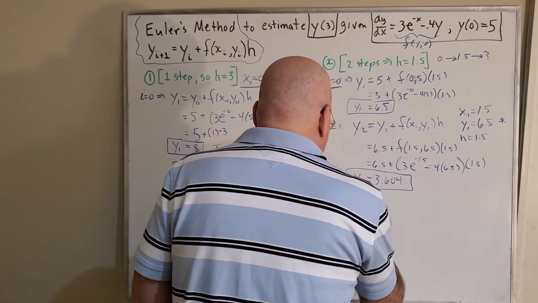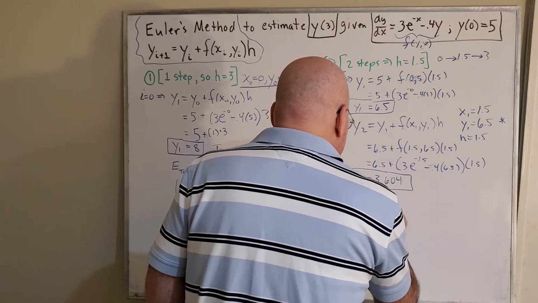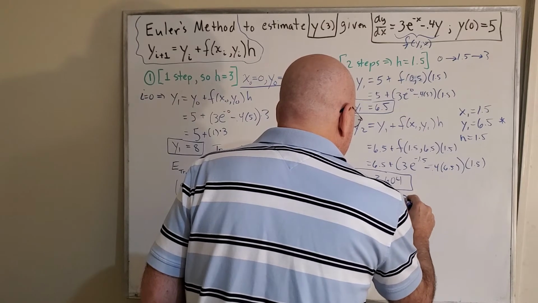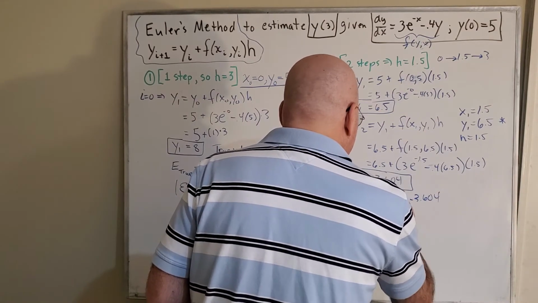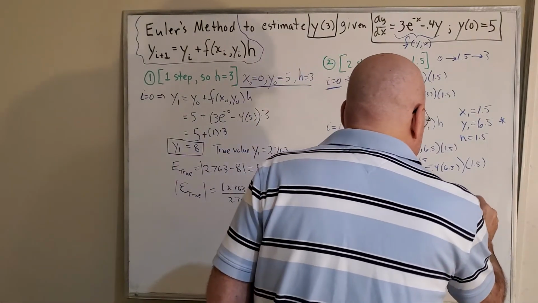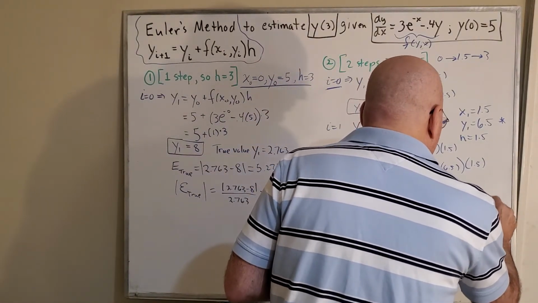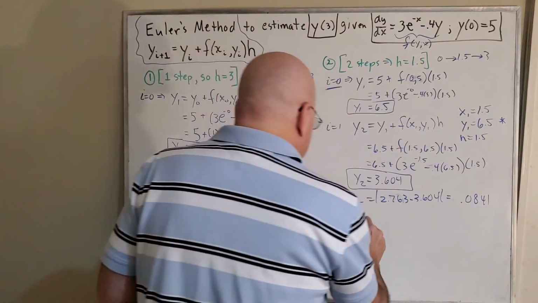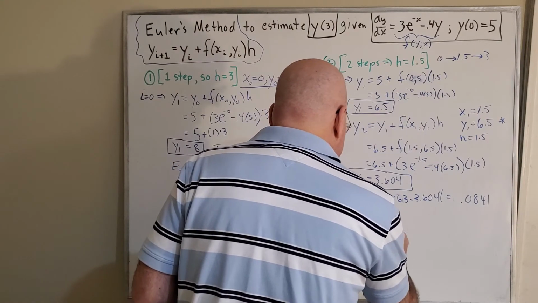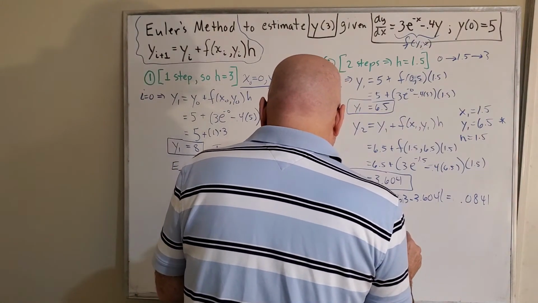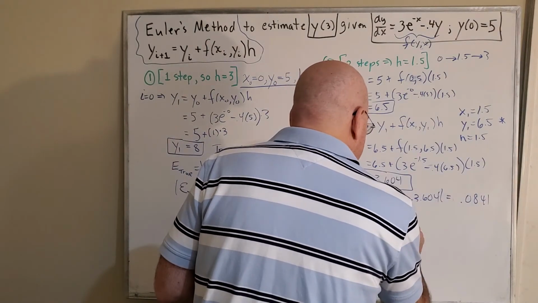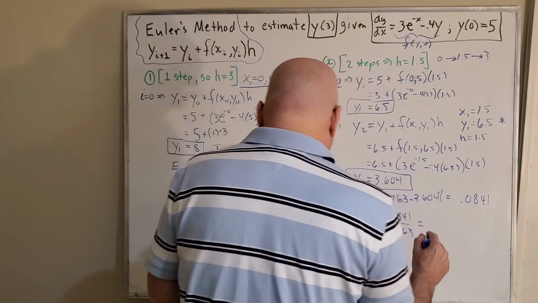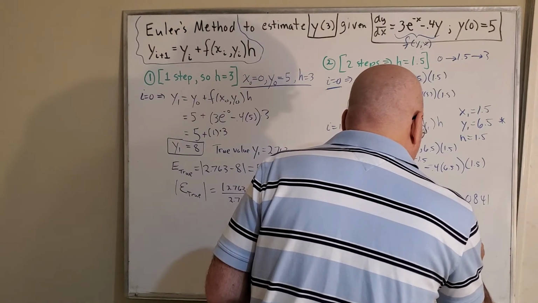So we get the true error: 2.763 minus 3.604. Our true error is negative 0.841. I'll take the negative sign off because we made it an absolute error. And then the relative absolute error would be this number, 0.841, over 2.763, which gives us about 30.44%.